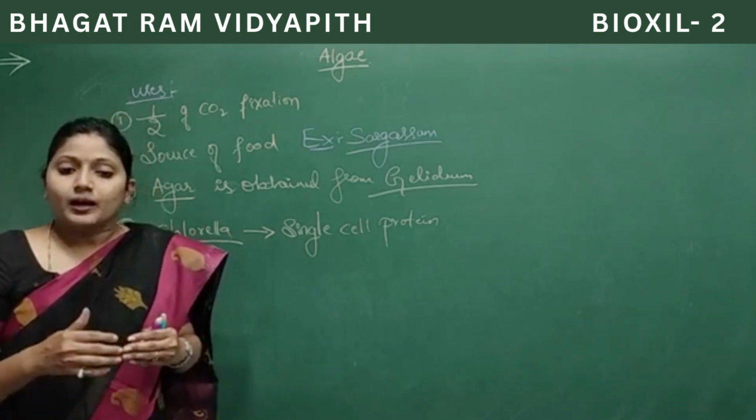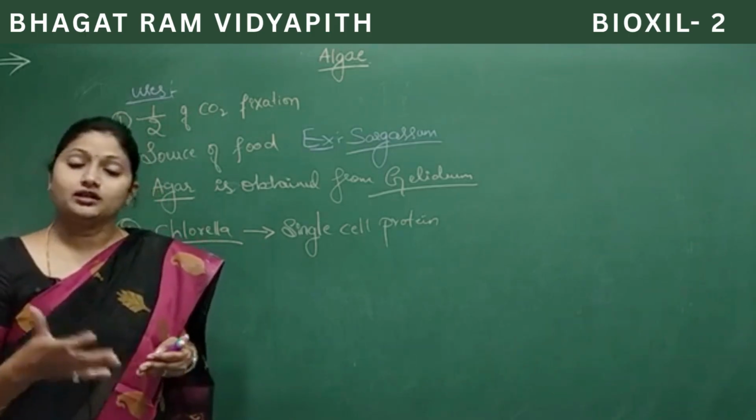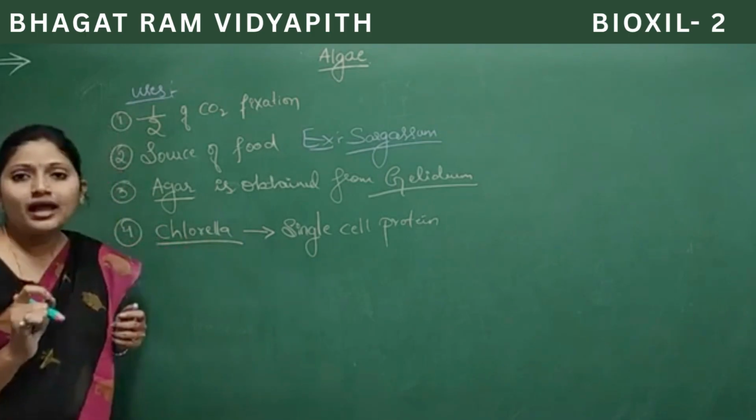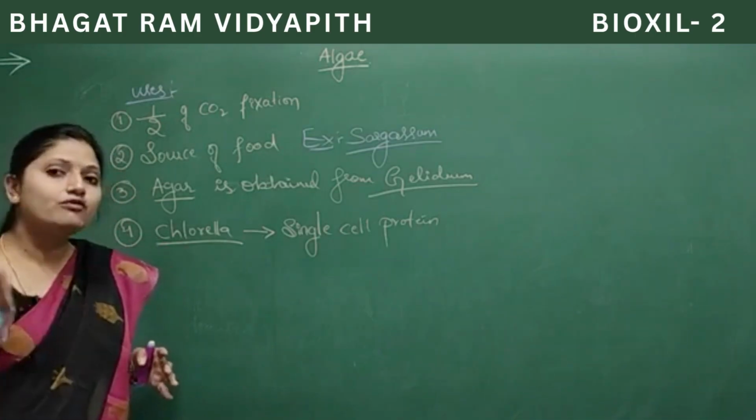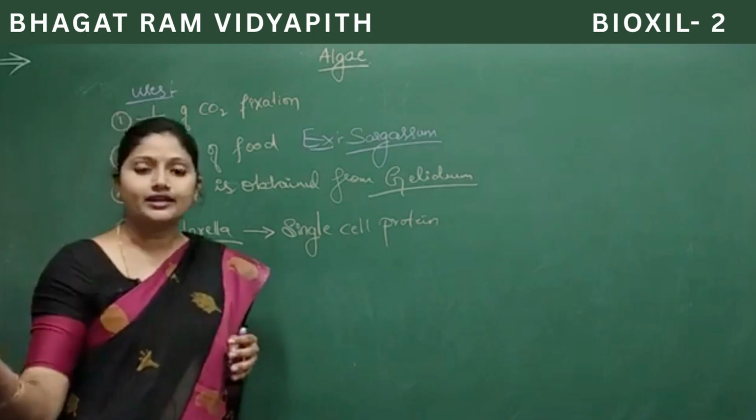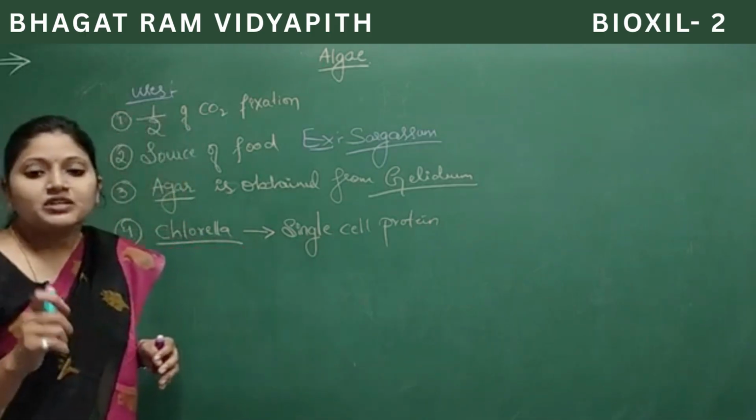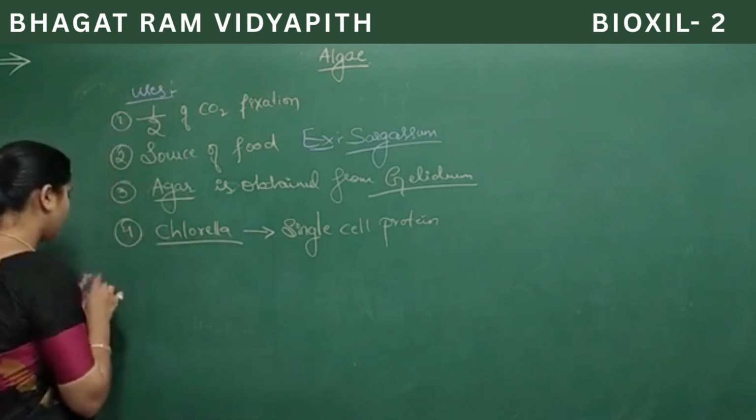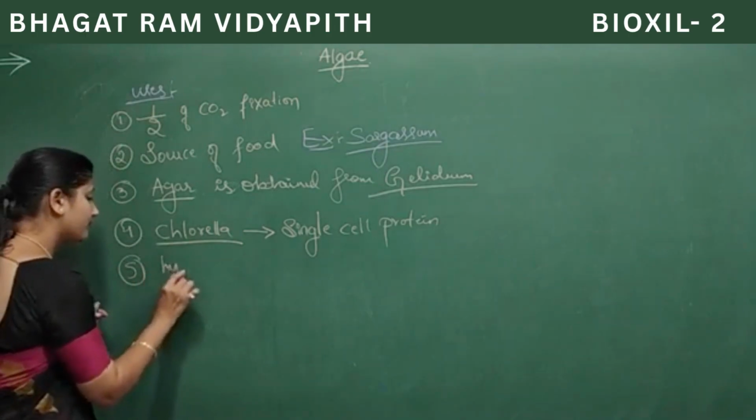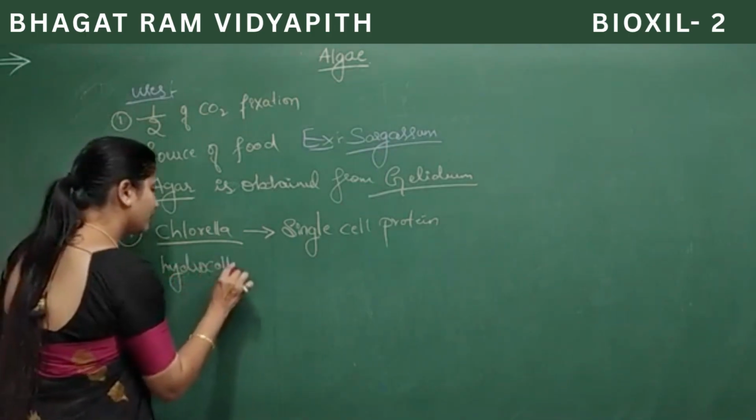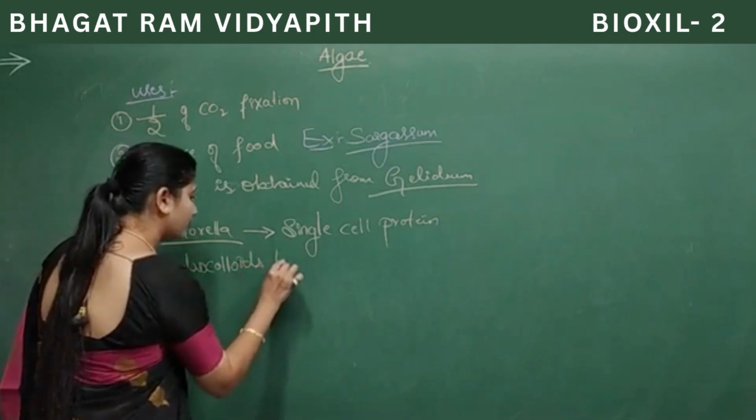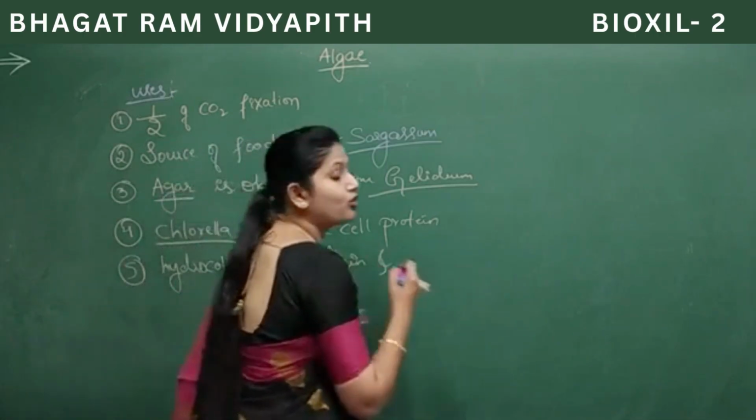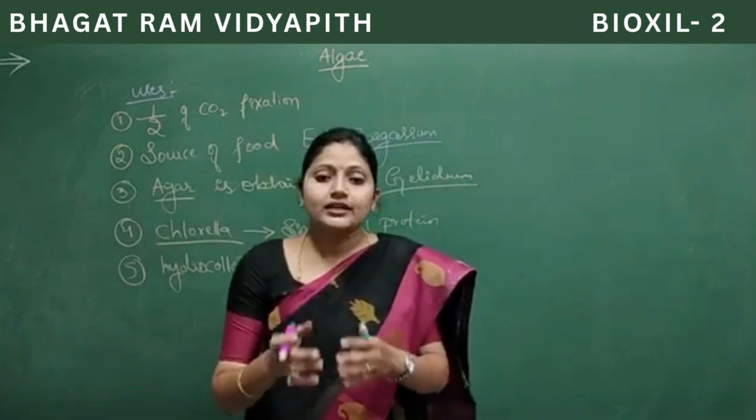Fine. Then another important commercially exploited algae here is the brown algae and the red algae. We will see what is brown algae and red algae in detail in the next videos. So right now just remember hydrocolloids like algin and carrageen.